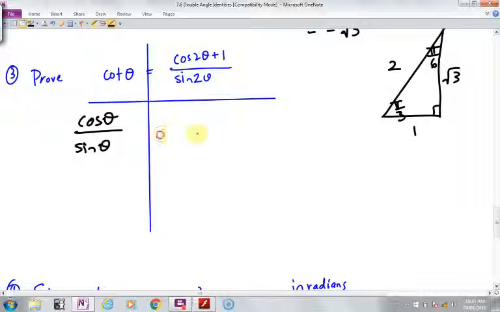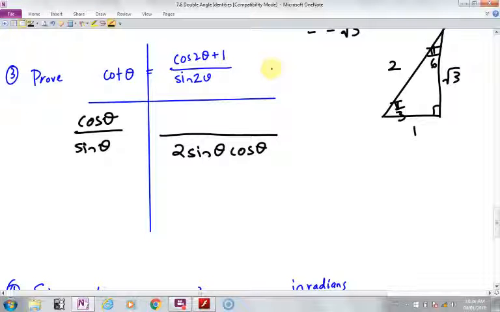Now the sine 2 theta, there's only one substitution I can make for sine 2 theta. It's 2 sine theta cos theta. But for cos 2 theta, I have 3 possible substitutions that I can make. All of them are equally correct, but one of them is going to get me there faster. Notice that this is cos 2 theta plus 1. So the one that I want to substitute is the one that has the minus 1 in it, because then we're going to get rid of those 1s altogether.